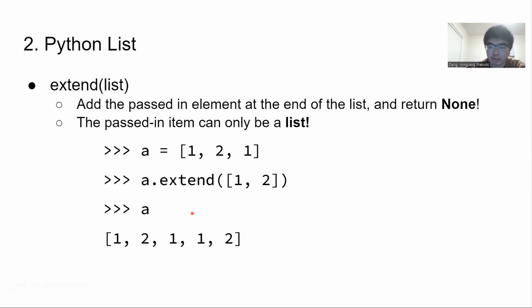Append can add anything at the back of the list, but each time you only have one place for you to store. For extend, you can only pass in a list into this method, so it can make the list longer. You can only make a list there.